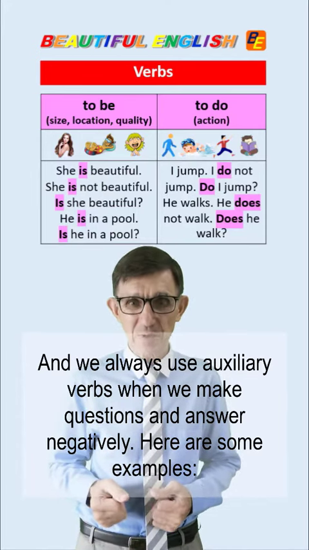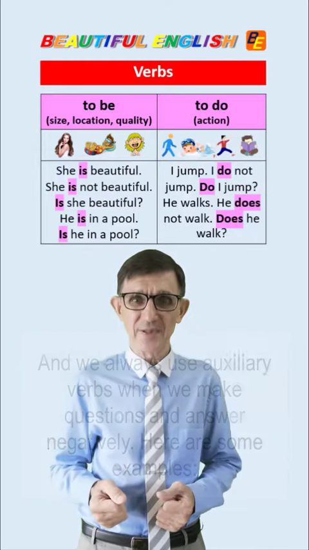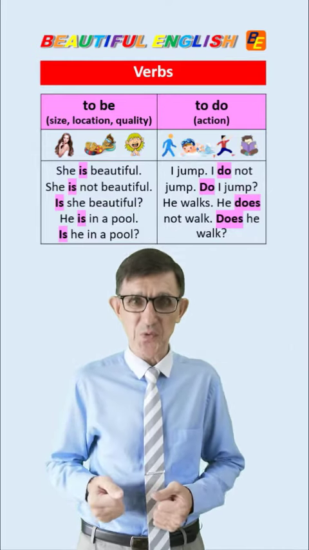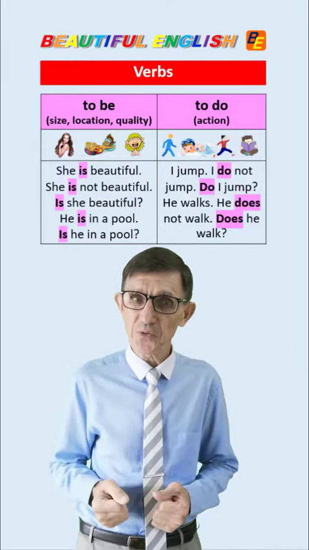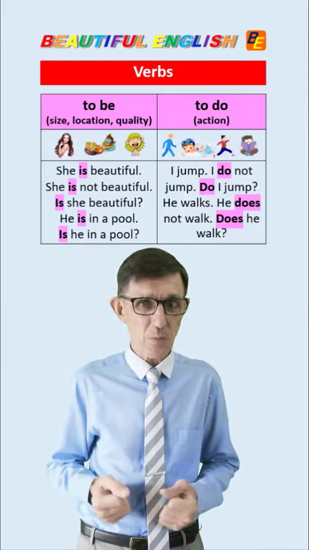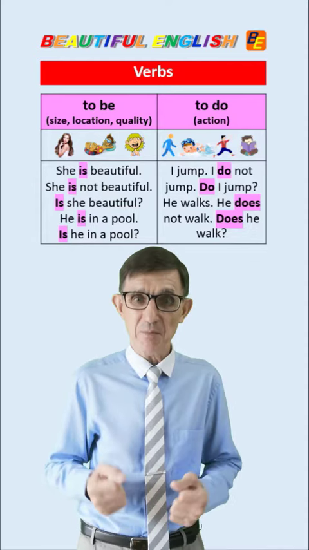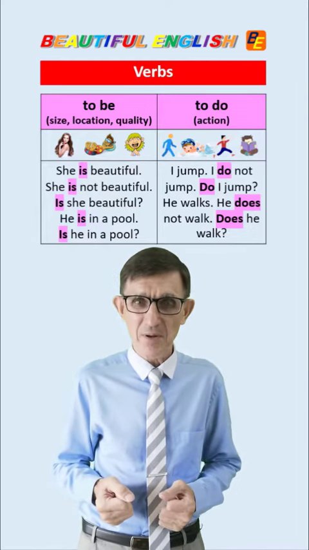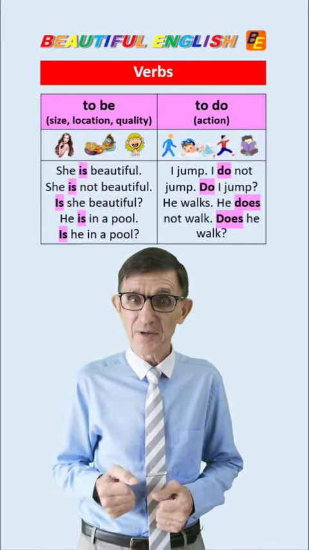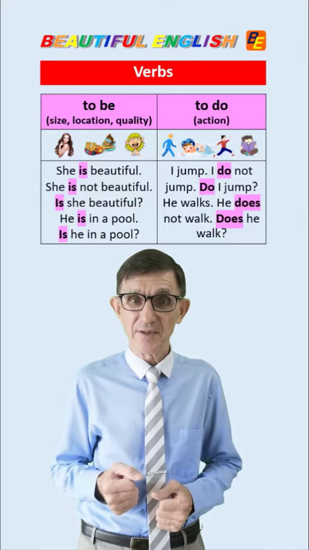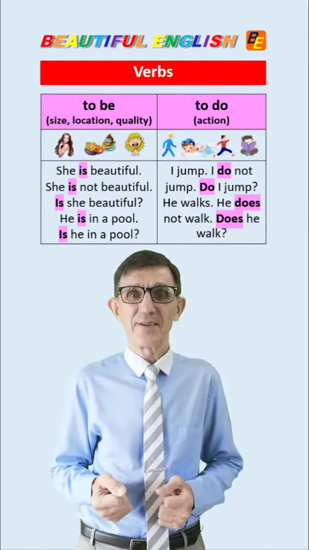Here are some examples. She is beautiful. She is not beautiful. Is she beautiful? He is in a pool. Is he in a pool? I jump. I do not jump. Do I jump? He walks. He does not walk. Does he walk?